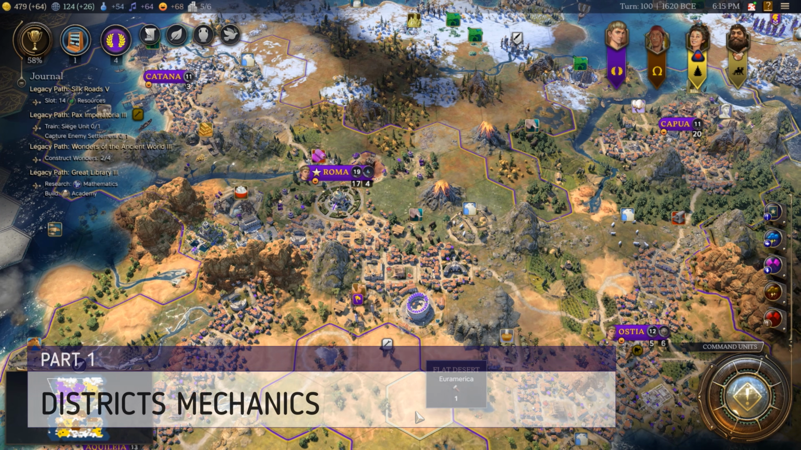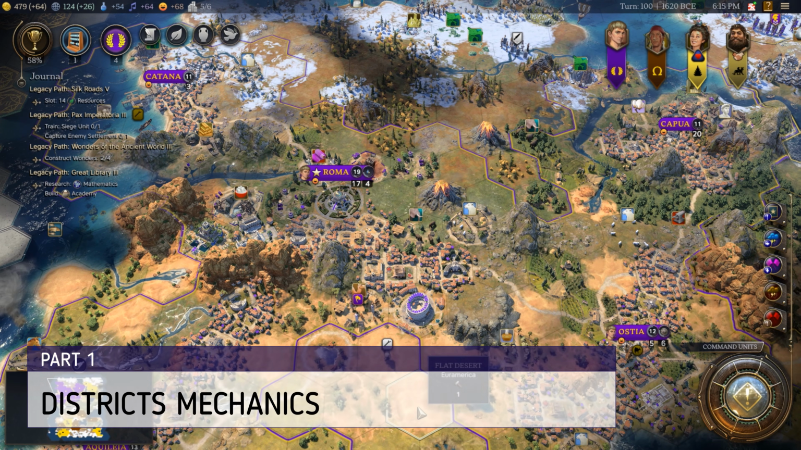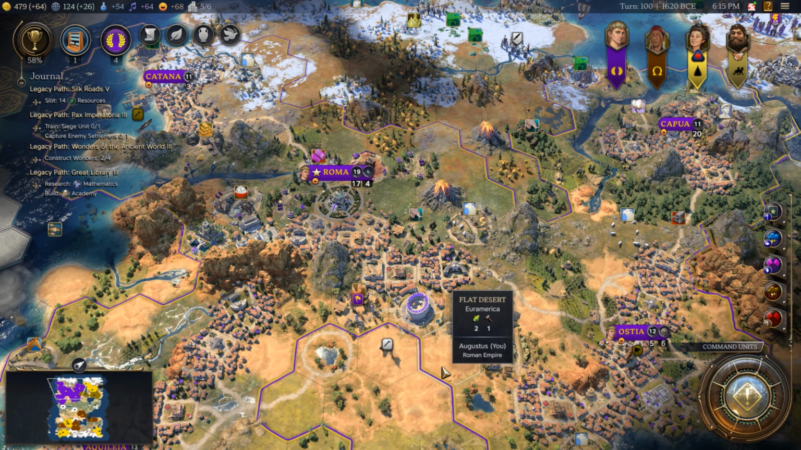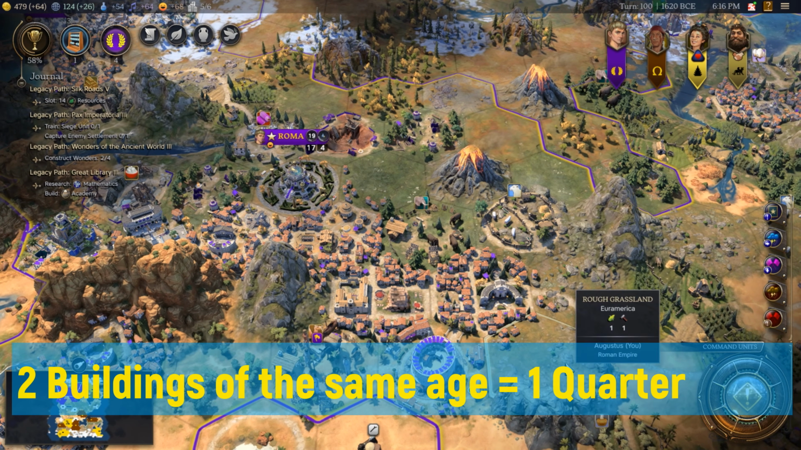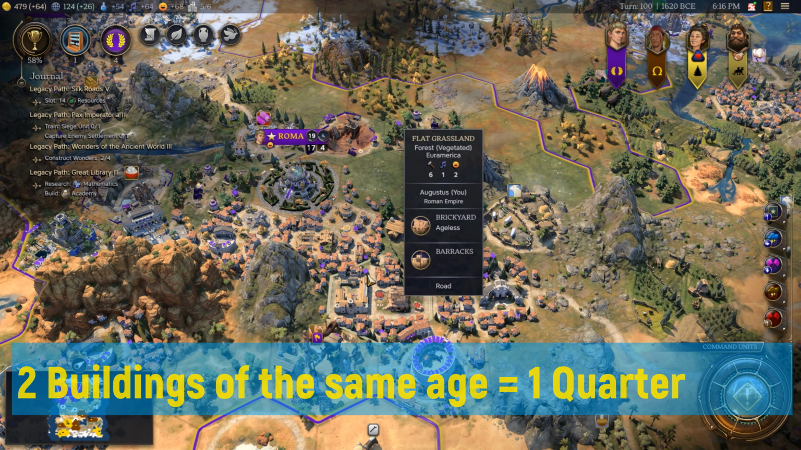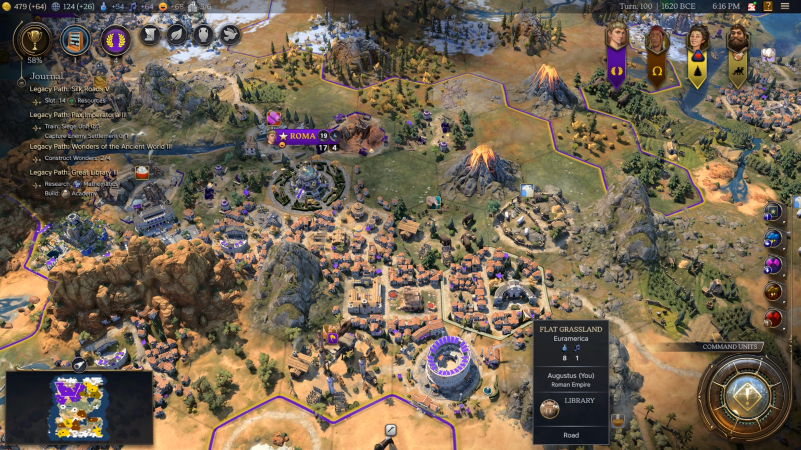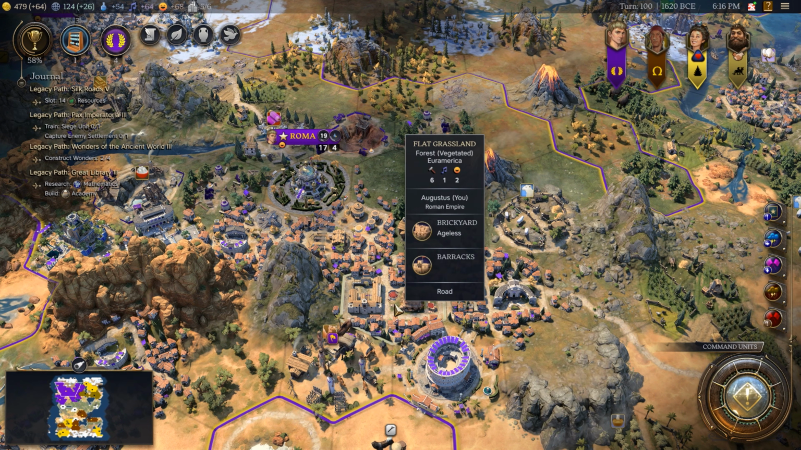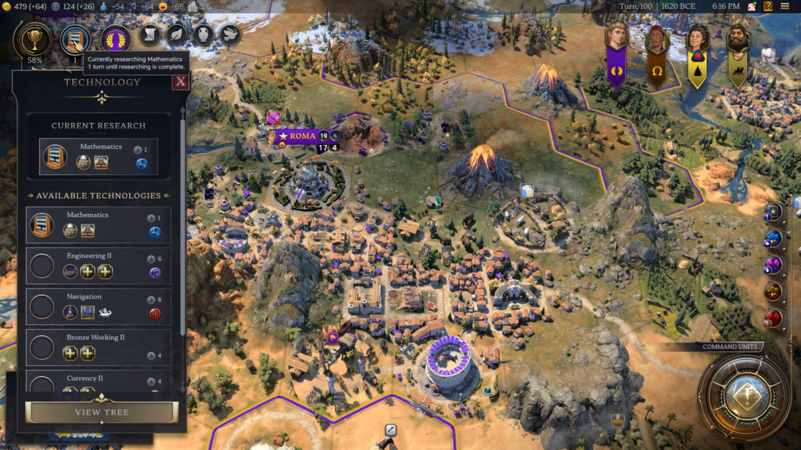Part 1, District Mechanics. It is extremely important to understand that the different buildings you will place will eventually become quarters or districts. 2 buildings together of the same area will compose a quarter. Now, you have different types of quarters because they will have different types of adjacency bonuses. And while at first it seems like a +1 here and a +1 there, it will be a big increase in all of that over time. Therefore, we can define it in 3 main categories.